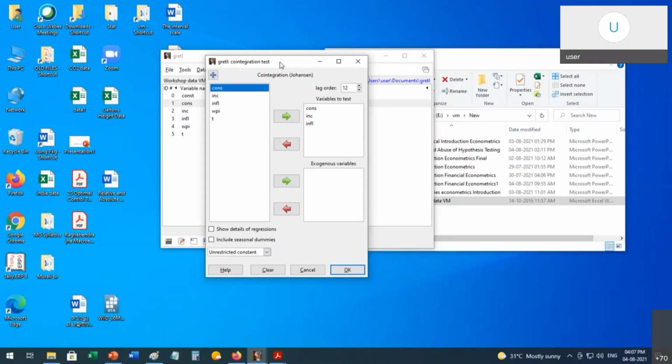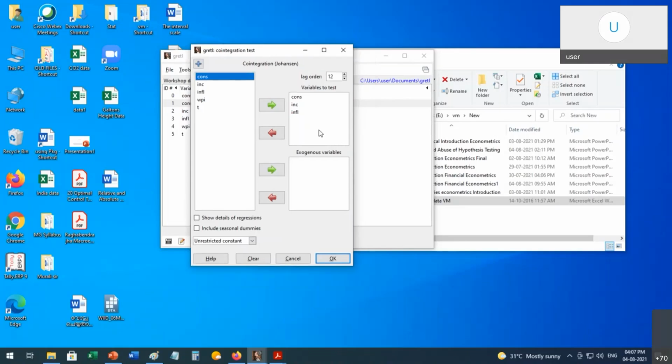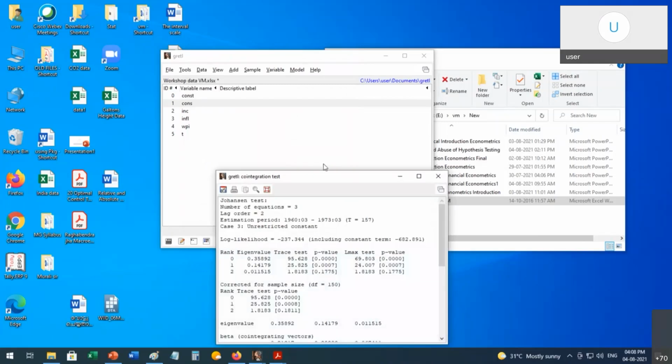Now, for the JJ test, we have the endogenous variables as in a VAR framework: consumption, income, inflation, and we have to give the optimum lag that we have already found as 2. So we give lag 2. Then we give OK. Keep all other things the same. We need not change anything. Click OK. And we have the result here.